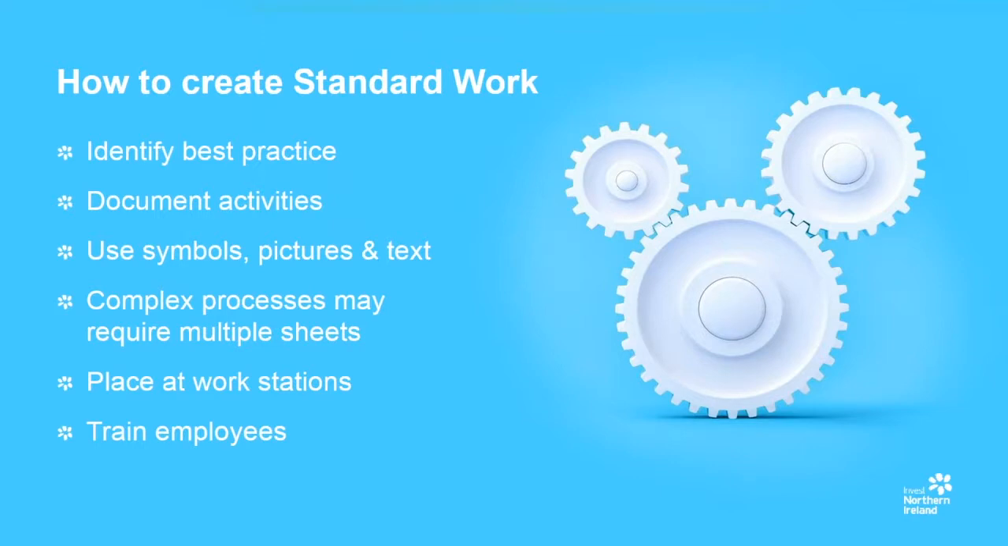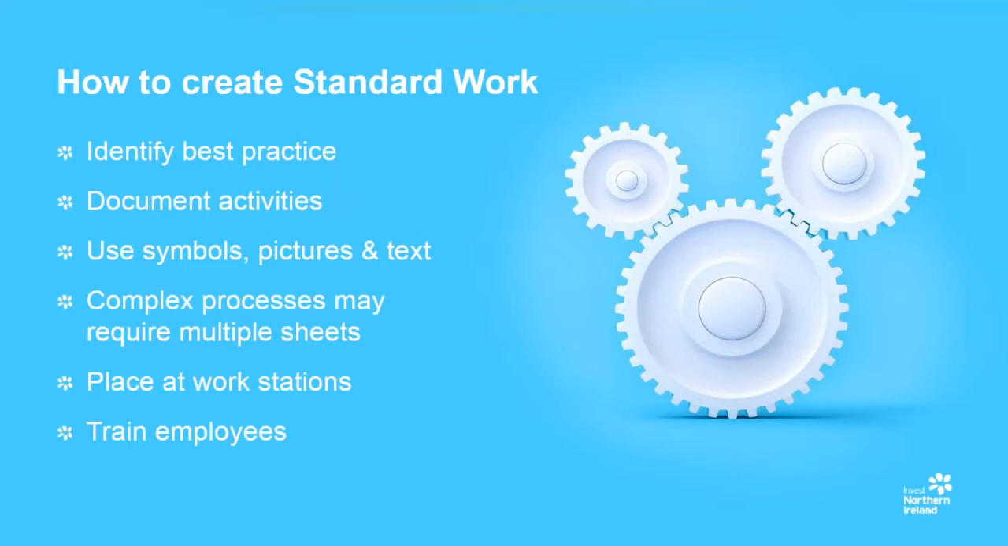Ensure that you make your standard work visual by using a combination of symbols, pictures, and text, so that it's easy to read quickly when a refresher is needed, rather than having to wade through reams of text. Complex processes with multiple steps may require more than one standard worksheet, which are summarised in a high-level operations summary sheet. Place a copy of the relevant standard work documents at each workstation where this process is being performed.